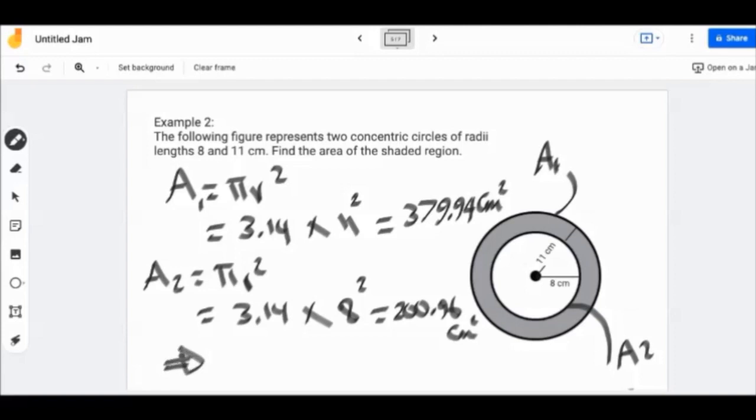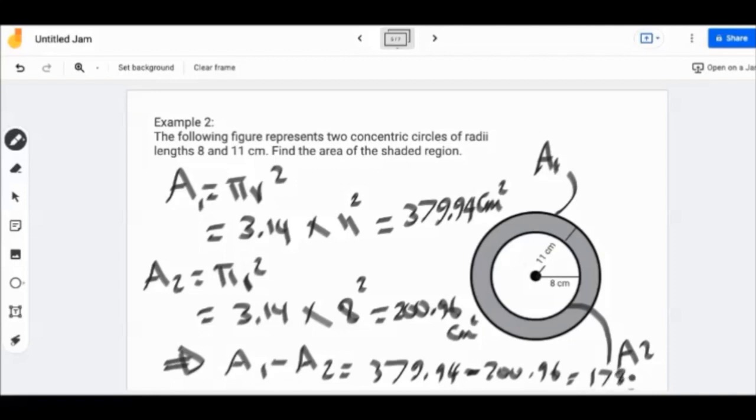Now, to find the area of the shaded part, we will subtract A1 minus A2, which is equal to 379.94 minus 200.96, and the answer will be 178.98 centimeter squared. And this will be the area of the shaded part.